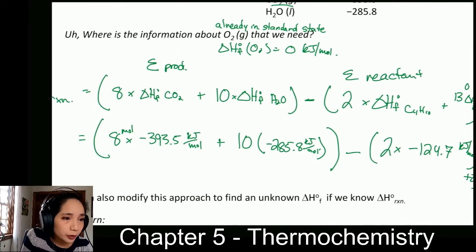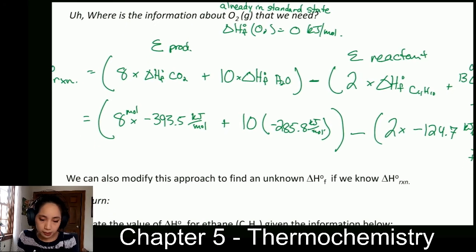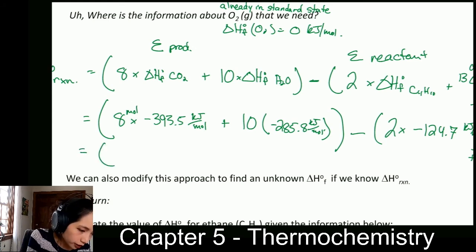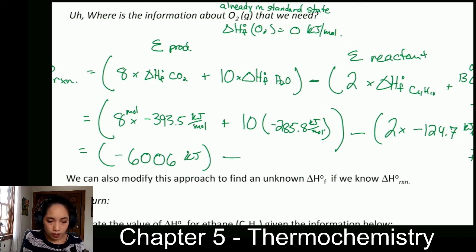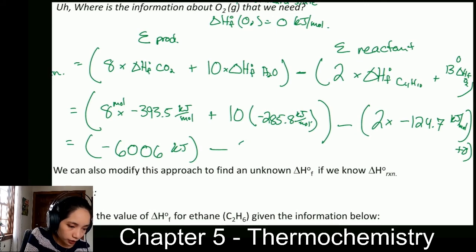So if we look at this, and add up all of those values, maybe I'll just do this. So it's 8 times negative 393.5 plus 10 times negative 285.8. So this part is negative 6006 kilojoules, minus 2 times negative 124.7. Whoops. So it's in parentheses. So this is negative 249.4 kilojoules. All right.